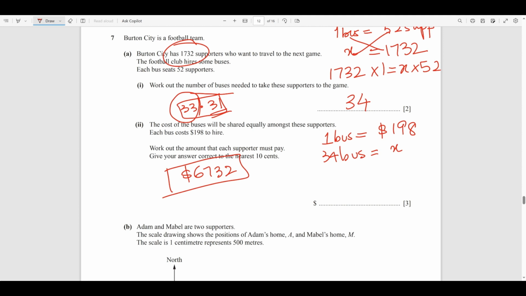So we divide by 1732 supporters, so 6732 divided by 1732 will give us 3.886. 3.886 correct to the nearest 10 cents. So let's say 3.90 should be it, because this is the first 10 cent and this is the second 10 cent. So because this is greater than 4, we need to round it off forward the previous one. So 88 then goes to 90.